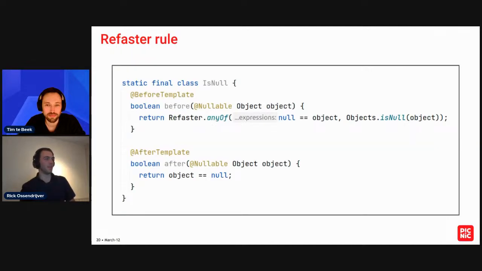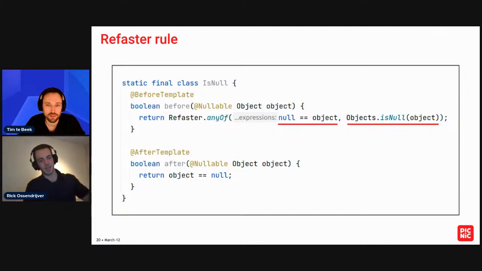So let me give you an example of how we achieve a high level of consistency in our code base. Let's start with a simple example. What we see here is that there are three different ways of writing the exact same code. We have null equals object, we have Objects.isNull with an object, and in the after template we see object equals null. So three ways of specifying one and the same thing.